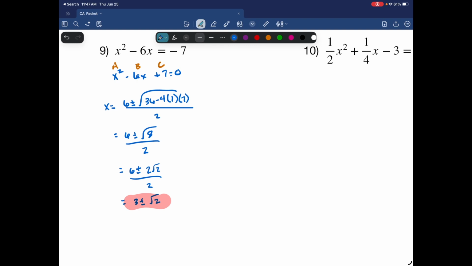So this works every time. If factoring doesn't work, if completing the square doesn't work, the quadratic formula works every time with quadratic equations.